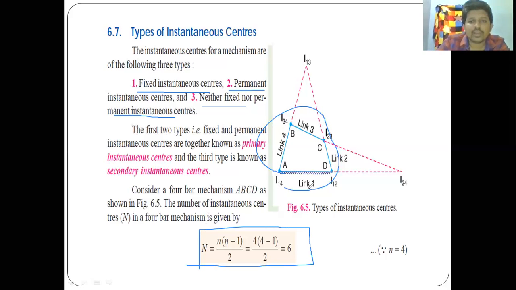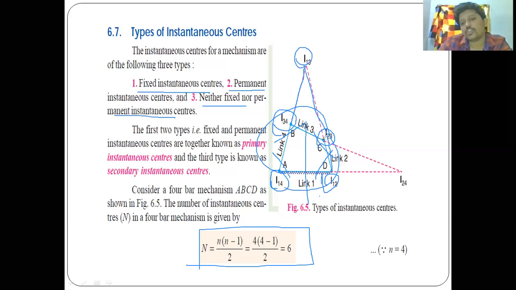This is link 1, link 2, link 3, and link 4. This is I14 because it is forming a center with 1 and 4, right? This is I12. It is forming with 1 and 2. This is I23 with 2 and 3. This is I34 with 3 and 4. If you extend these two lines here, you can see I13 here. Okay, this is 1 and 3, right?